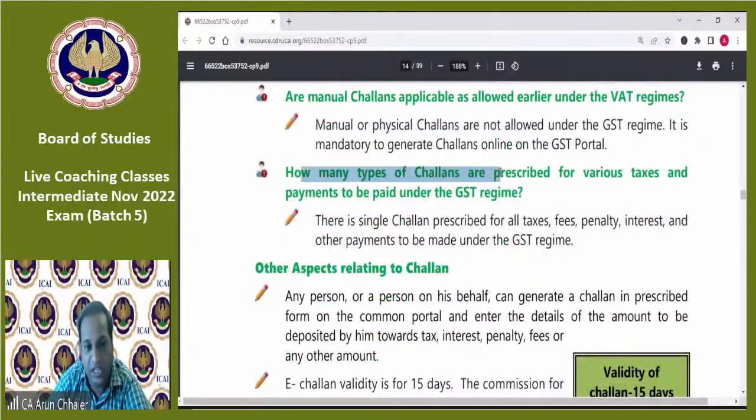How many types of challan are prescribed for various tax, payment, interest, penalty to be paid under the GST? There is only a single challan. Again, we have seen it practically also.